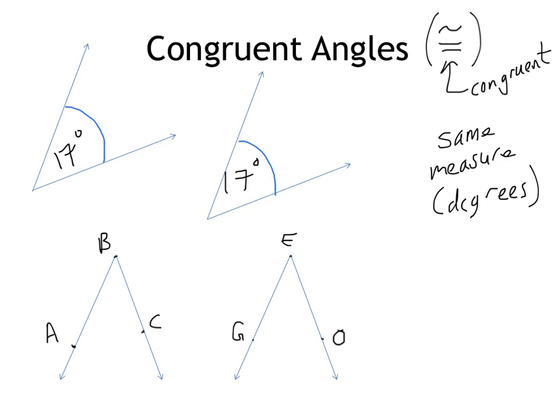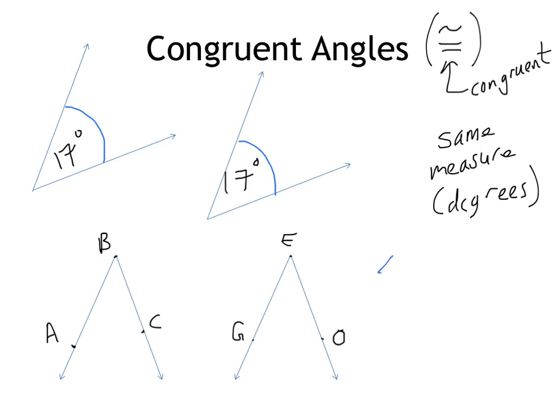Now, in the second example at the bottom, just like in the first, we can't assume that just because these angles look the same, they are the same measure, that they are congruent. We can't just assume that. Unless we're given or told something else, we can't say that these two angles are congruent. But let's say you were given this.